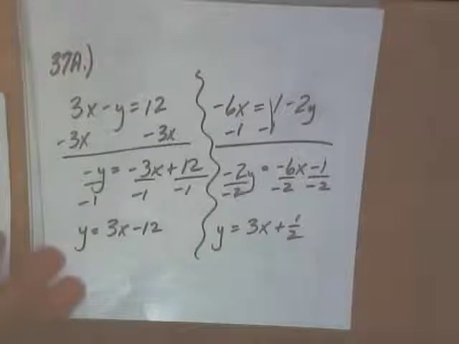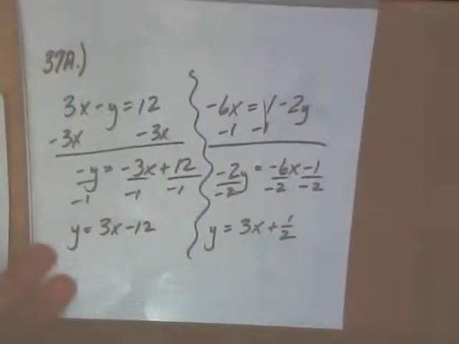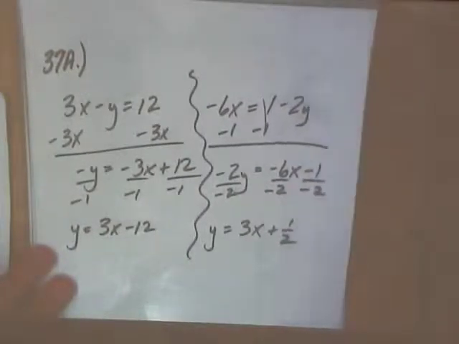Okay. So what do we notice about the two lines? Perpendicular, parallel, or same? Parallel. Parallel lines, right? They got the same slope, but they have different y-intercepts, so it'd be parallel. Questions on that? 37B.